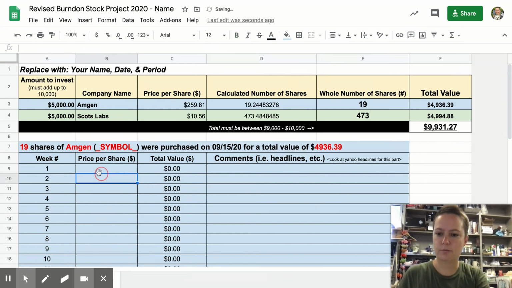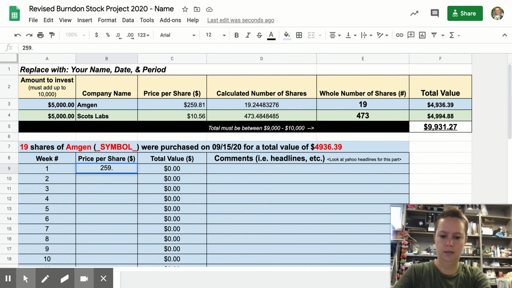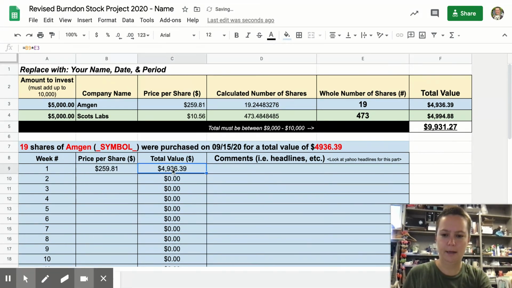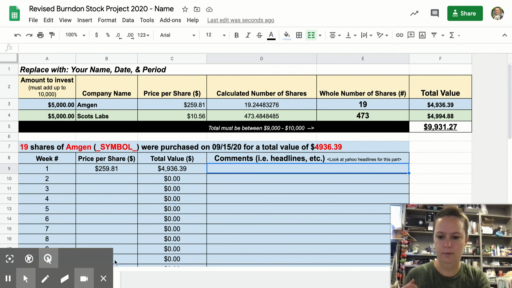And then in the first row of the table, you're doing week 1 this week as well. So you'll fill in the price per share, which is the same as up here. So 259.81. It'll automatically update here. And then you're going to fill in some news about Amgen here in this first row. Okay, you're only filling in week 1 for this week. The rest of them will fill in future weeks.